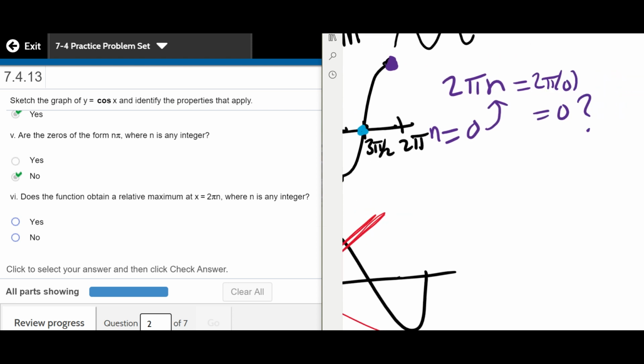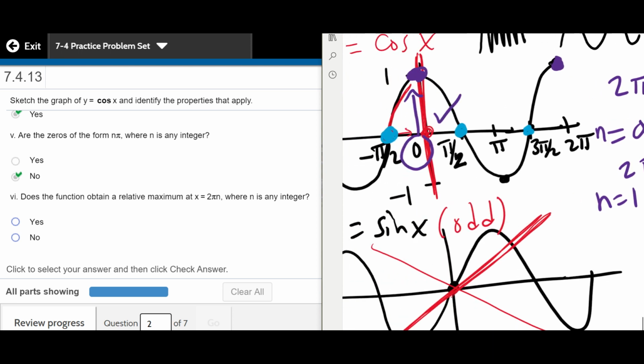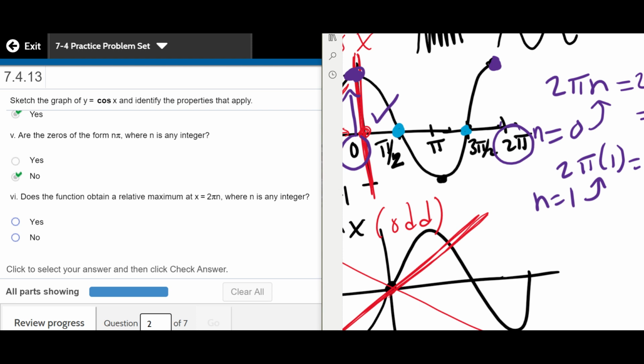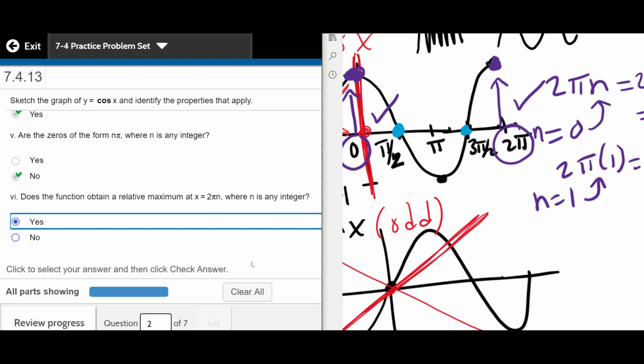So let's plug in n equals 1. If you plug that in, 2 pi times 1 is 2 pi. Does it have a maximum at 2 pi? And the answer is yes, it does have a maximum at 2 pi right here. Okay, so yes, it does have that maximum at x equals 2 pi. So this checks out. So therefore, we're going to say yes.